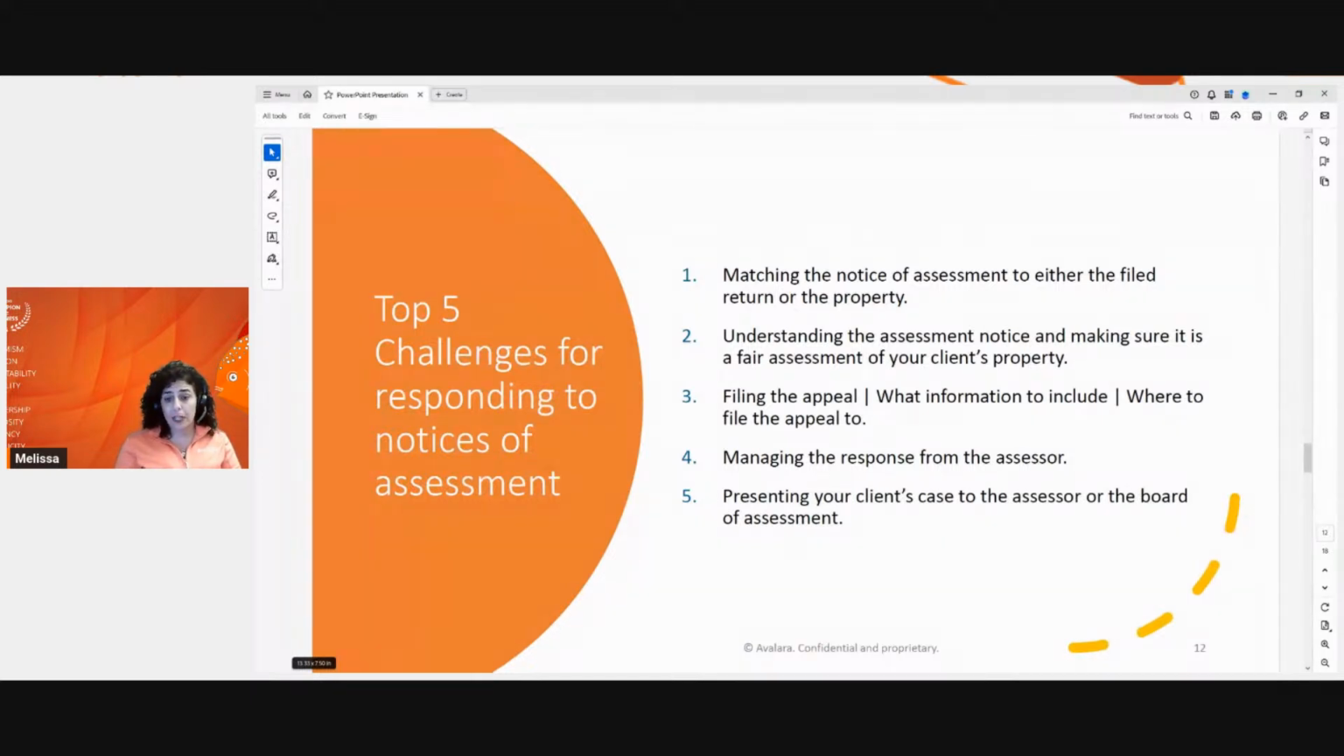And then presenting your client's case to the assessor or board of assessment. You are probably going to need somebody in your organization who is really good at that, especially if you have to go to court, appear somewhere, or make some sort of public case. Somebody that's a good speaker, very knowledgeable, and very credible is going to be really important, so make sure you have those kinds of folks on your team.